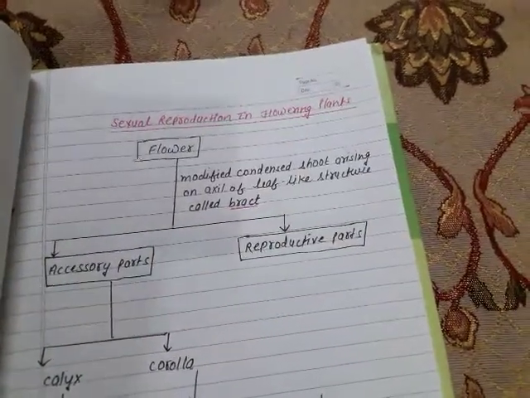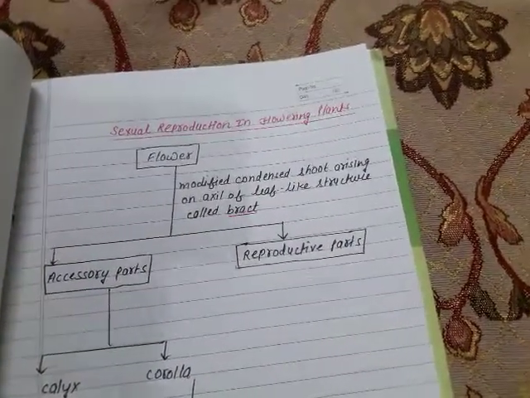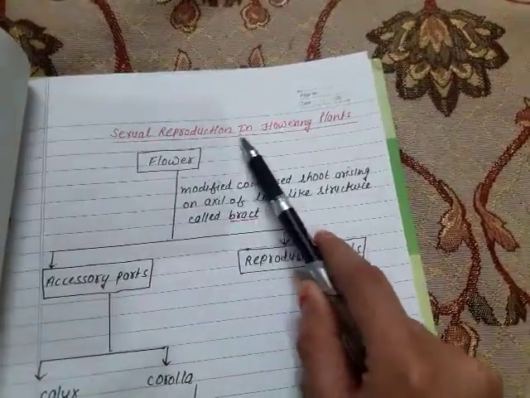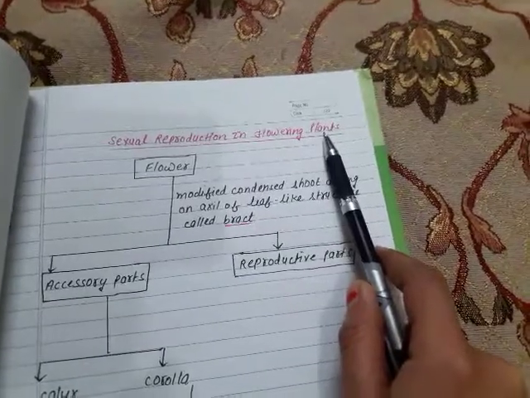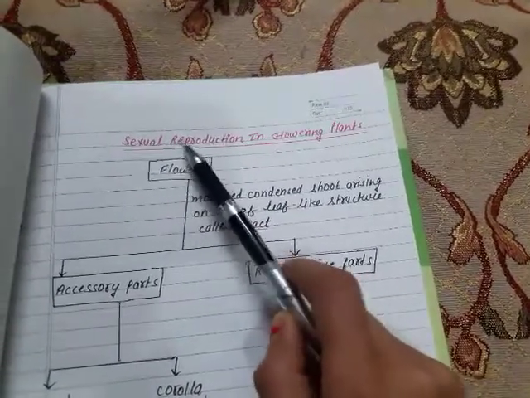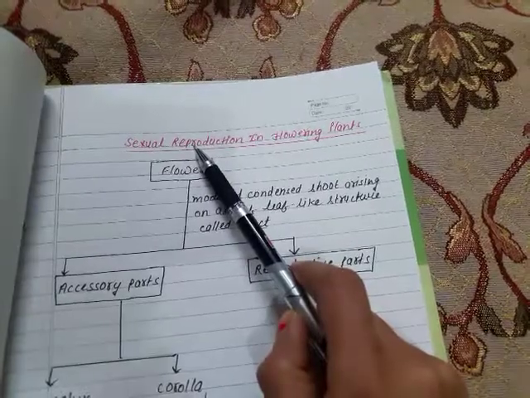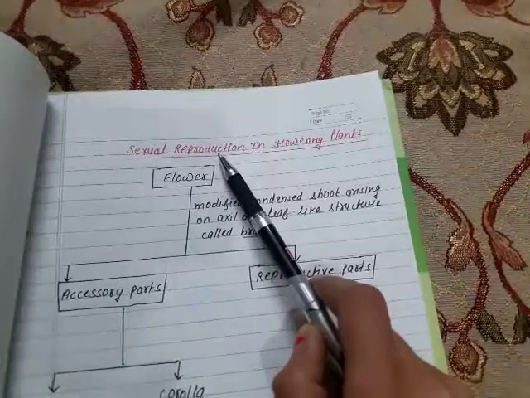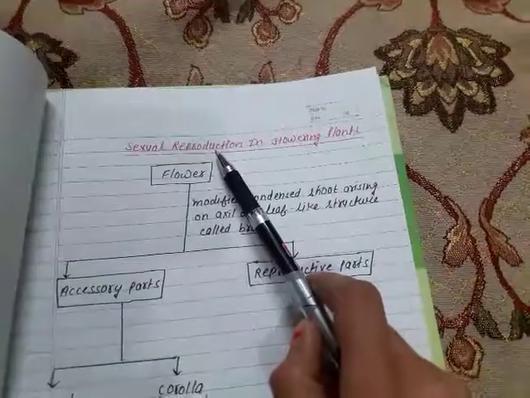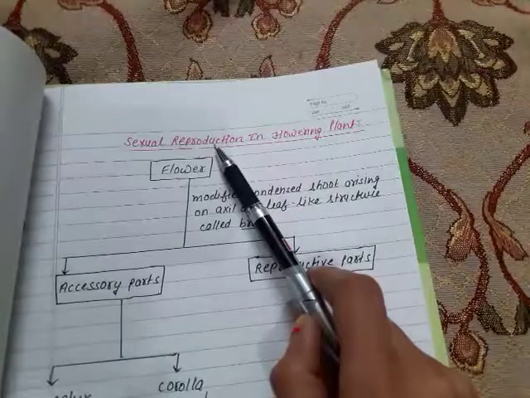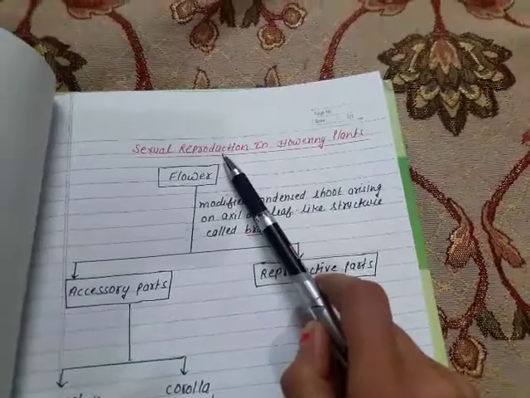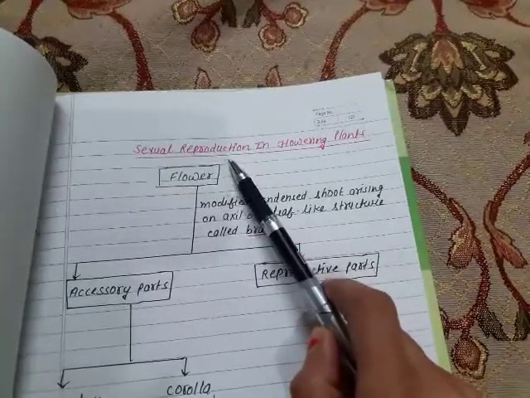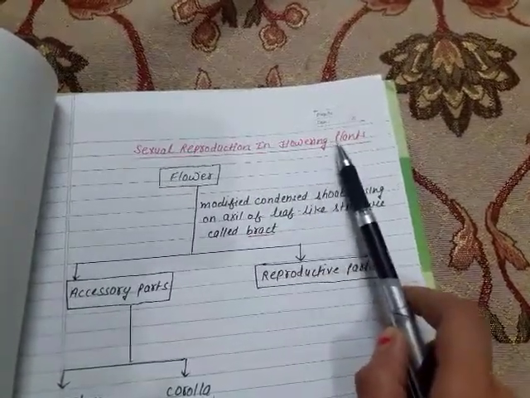Hello students, today we are going to start with our second chapter, that is sexual reproduction in flowering plants. We know that sexual reproduction is the fusion of gametes forming the zygote. As we have studied in case of animals, sexual reproduction has three stages, that is pre-fertilization, fertilization and post-fertilization stages. These stages are also there in flowering plants.